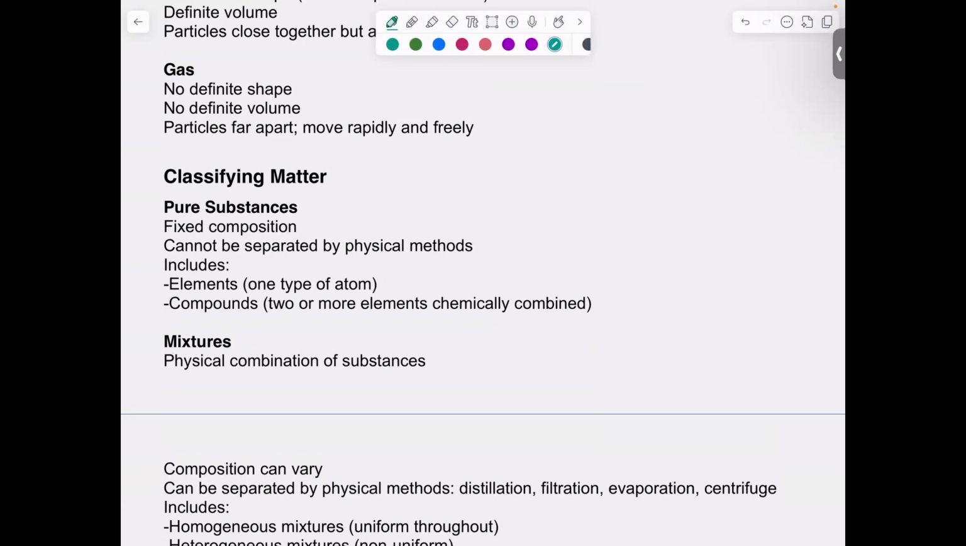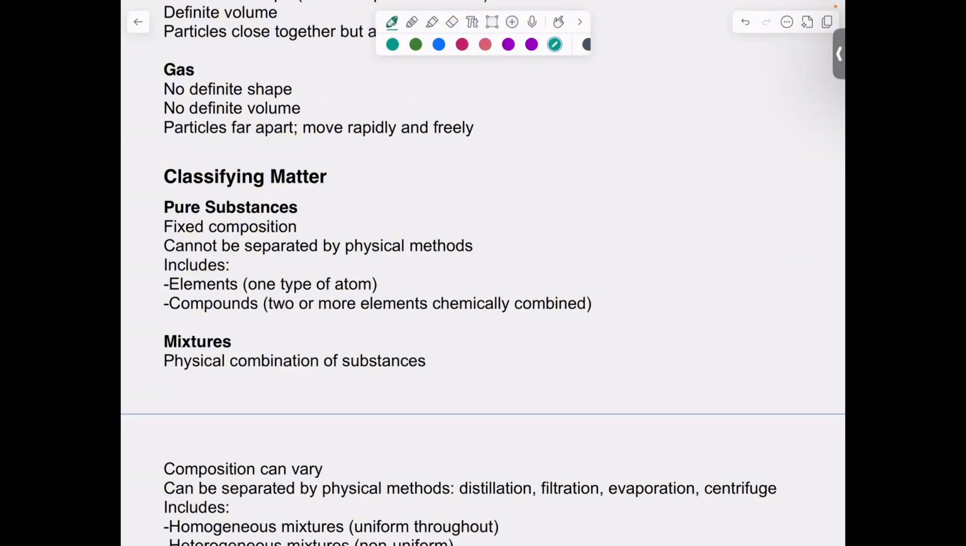Now, pure substances have fixed composition, and you cannot separate them by physical methods, which tells me you have to have them engage in some sort of chemical reaction to get new products. All right, so this includes elements and compounds.